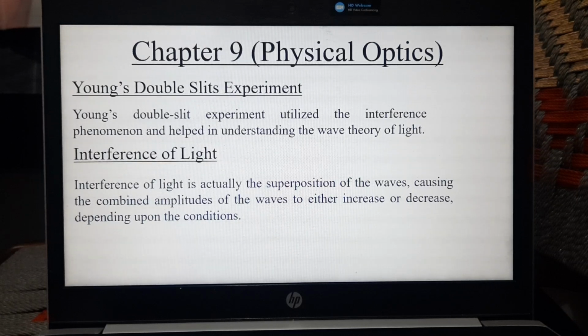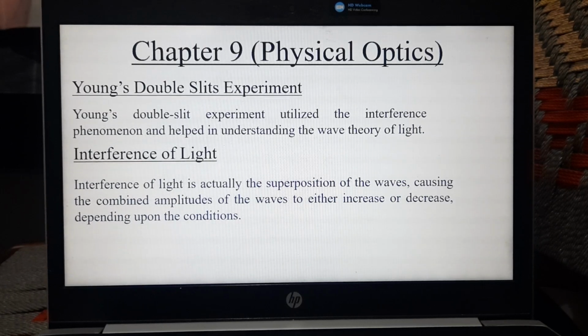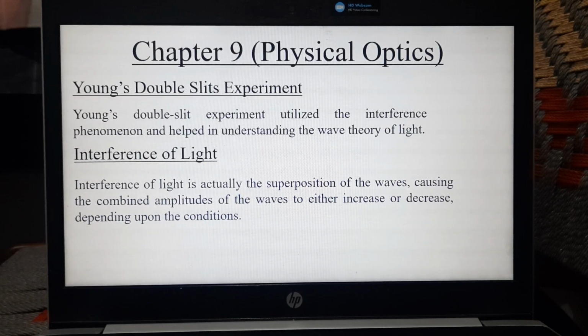So before going towards the Young's double slits experiment, first you have to understand what is interference of light. You have studied about the interference of the sound waves in the previous chapter. Here the same thing is experienced, but it will be practiced with the interference of light waves.